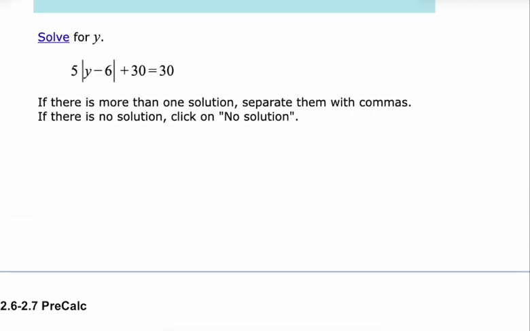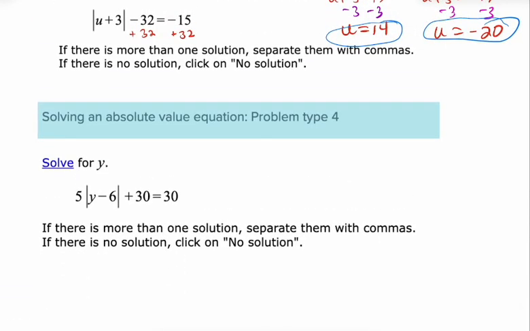Now, the last type is this type 4. You'll notice we've got a 5 on the outside. We've got a 30. We have some stuff going on here. So the first thing I would do is isolate your absolute value, just like we've talked about before. So this plus 30 here, let's subtract 30 from both sides. So we get 5 times the absolute value of y minus 6 equals 0. So it actually becomes very similar to our very first problem.